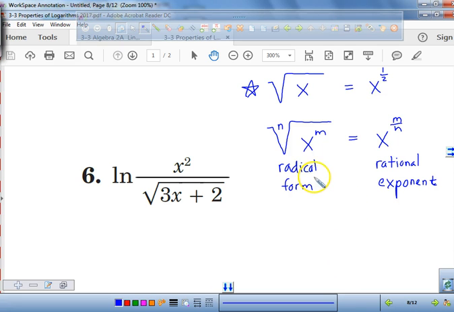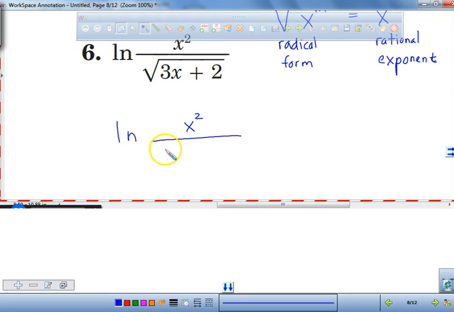So, right now, everybody, if you ever want to go from radical form to rational exponent form, what do you need to know? You need to know the index, you need to know the power. So the first thing I want you to do in problem number 6 is put ln of x squared over 3x plus 2 raised to the power of 1/2.